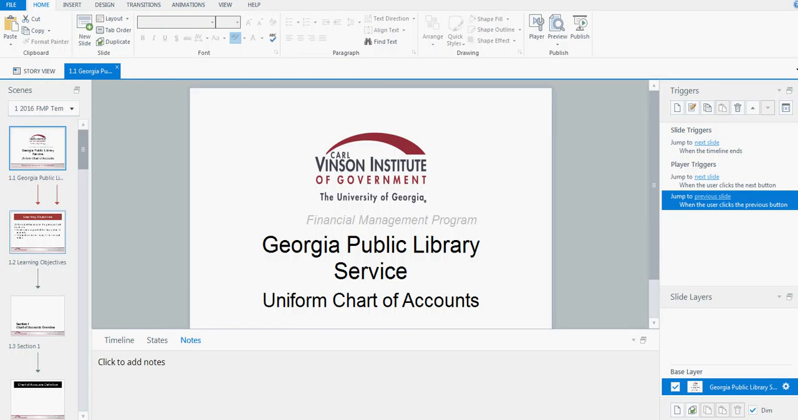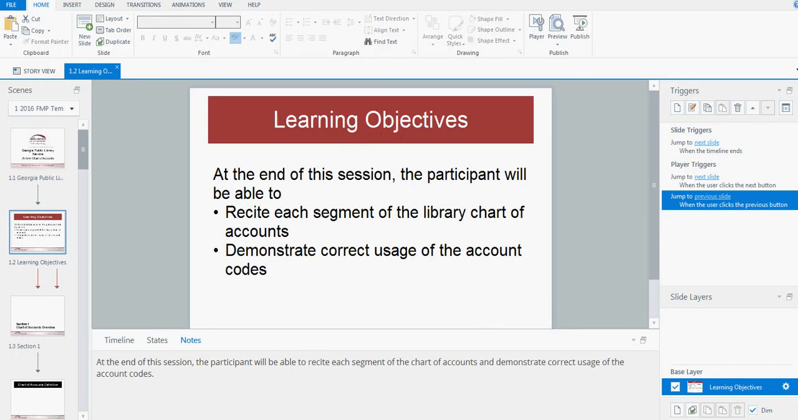So basically, my learning objectives are that the participant can recite each segment of the library chart of accounts and demonstrate correct usage of the account codes.